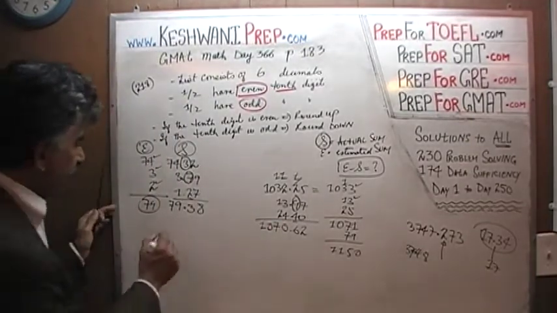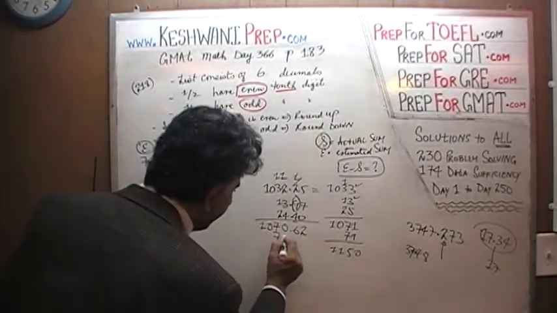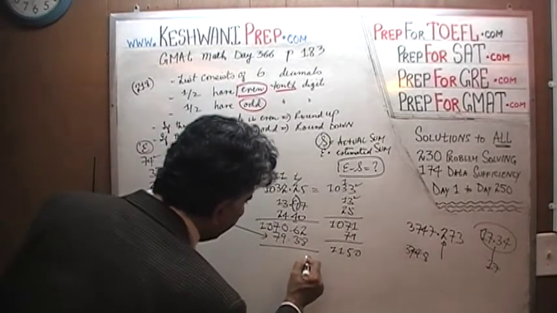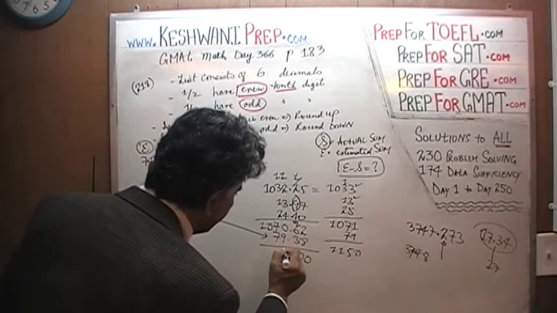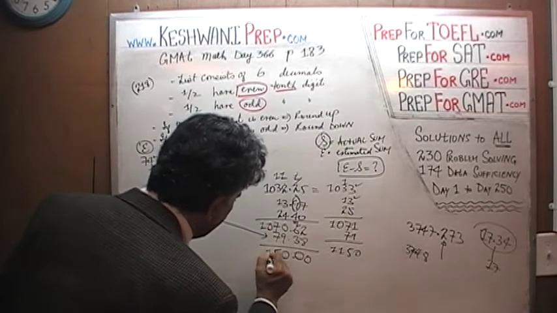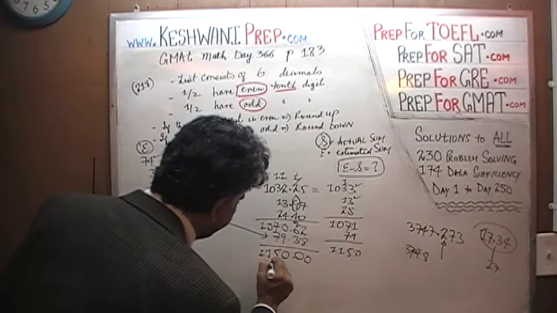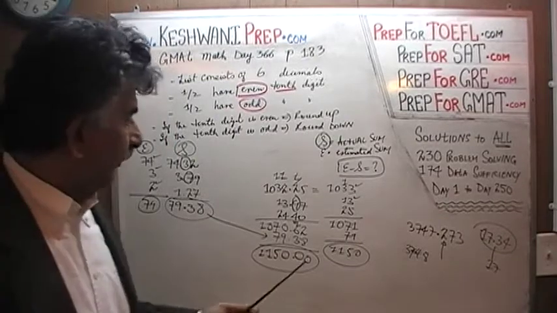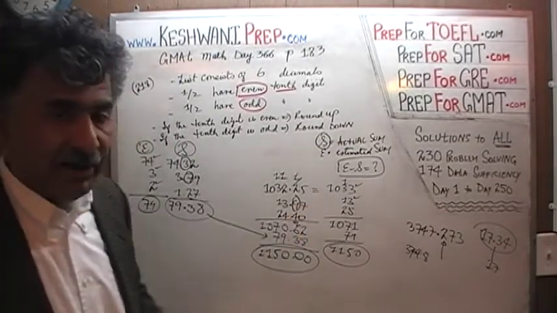Let's add up this number here, 79.38. This comes from here. We get 0, carry 1, we get 0 again, carry 1, we get a 0 again, carry 1, we get a 5, and 1, and 1. So, what is the answer to this problem? What is E minus S?